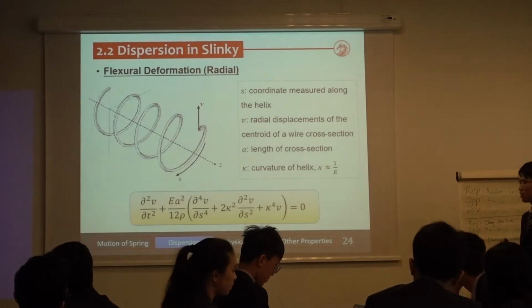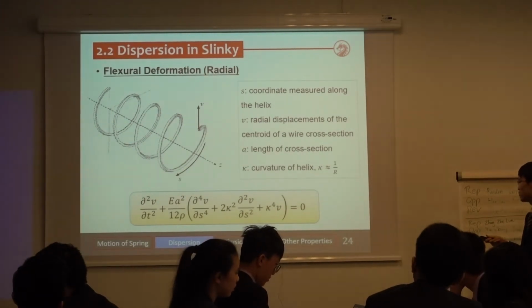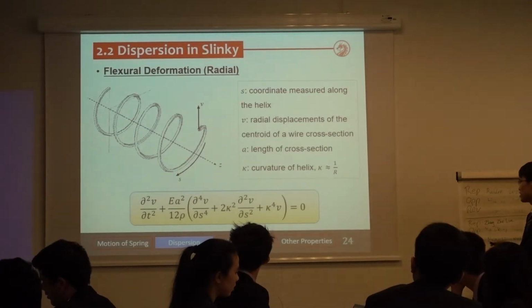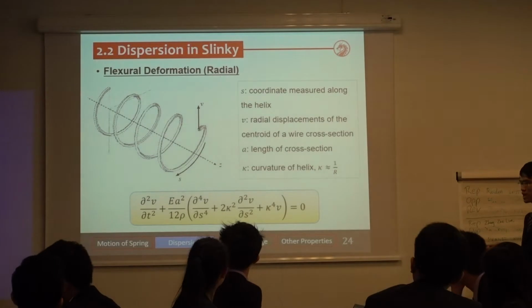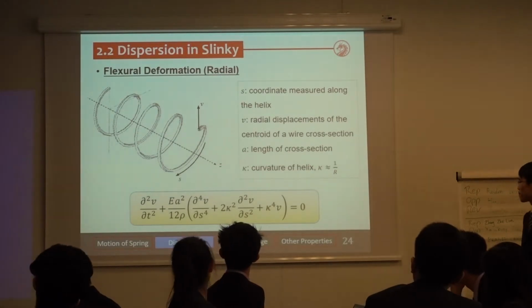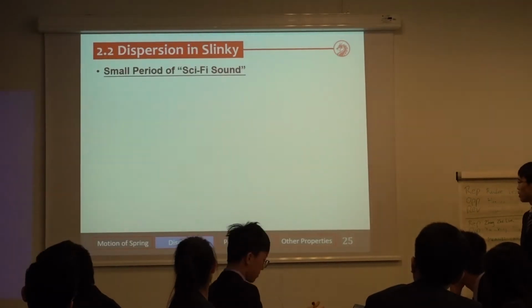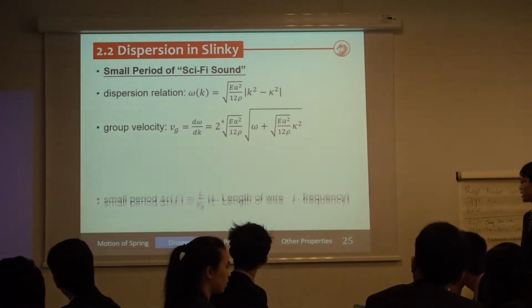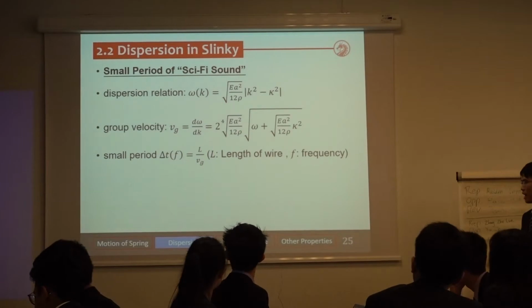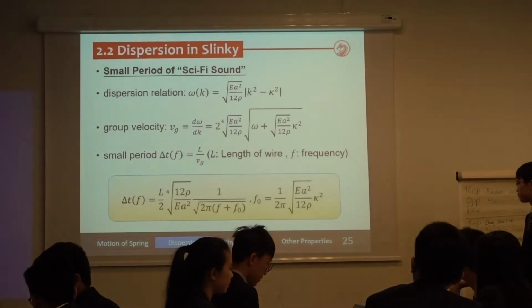Then for another way of tapping, there is radial flexural deformation, where V is the radial displacement of the centroid of the wire cross-section and kappa is the curvature of the helix. The wave equation is a little bit complex, showing this formula. Finally, we can also obtain the dispersion relation, the group velocity, and the small period delta T as a function of f, showing this formula.